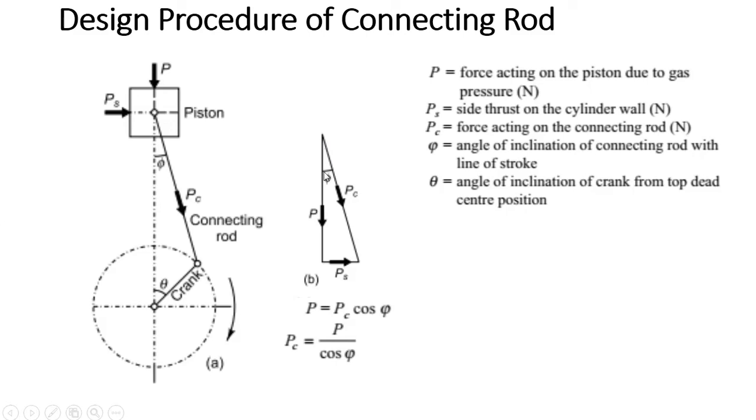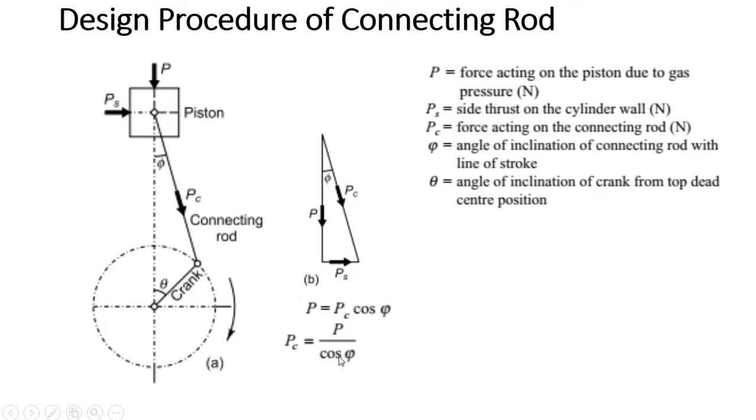We can say P in this direction, PC at angle phi, and this is PS, that is the pressure because of the sidewall. We can also resolve this PC into components. The horizontal component will be PC sin phi, and the vertical component will be PC cos phi. Now this PC cos phi is equal to P, the gas pressure force. I want to know PC, so PC will be equal to P by cos phi. So this is a relation between the connecting rod force and the gas force that I want to know.